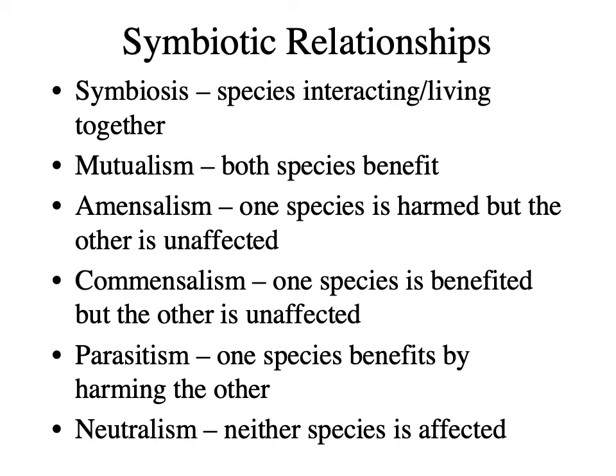Let's talk about symbiotic relationships. Remember, symbiosis is when a species interacts with another one, or they live together, they have a relationship, and there are varying types of relationships that they can have. And these are the ones that we are going to learn in microbiology. The first one is mutualism, when both of the species benefit.